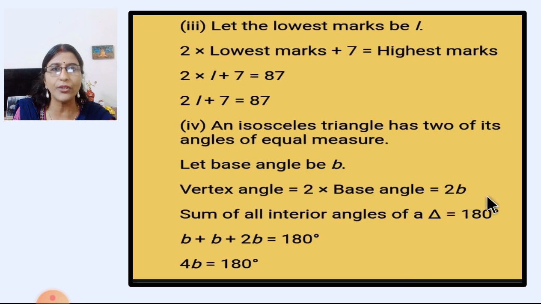So 2 into B. And the sum of all the interior angles of a triangle is 180 degrees. We know this. As you know, there are three interior angles in a triangle. So B plus B, and the vertex angle is 2B here. We will add all three. We get 2 plus 1, 3, plus 1, 4. So 4B is equal to 180 degrees. So the equation is 4B is equal to 180 degrees.